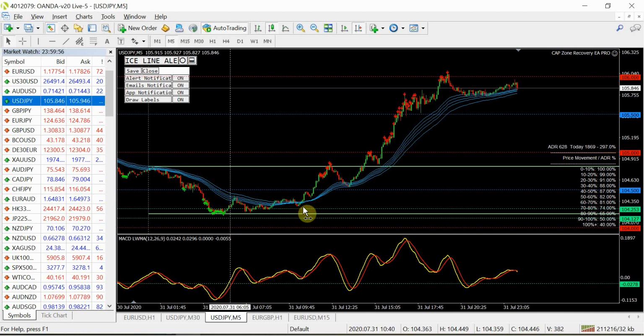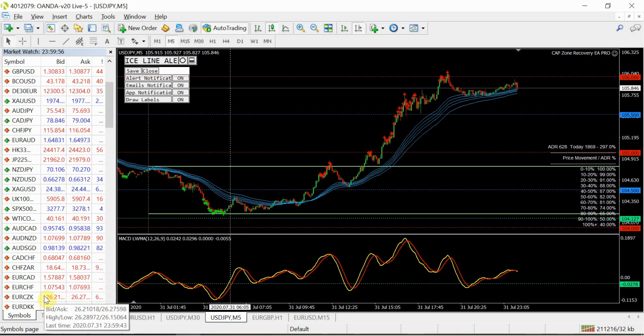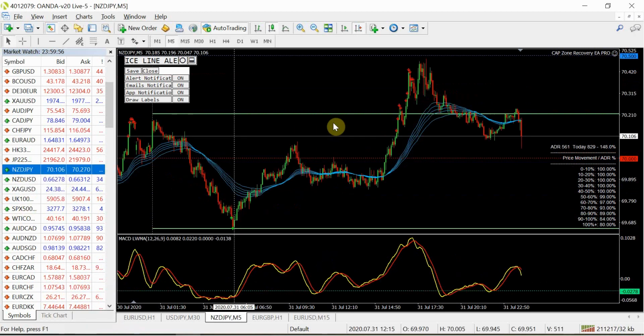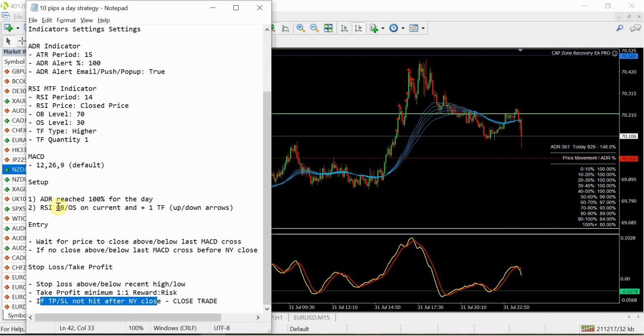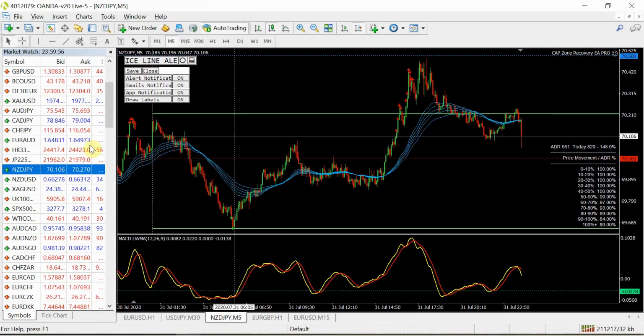So what I wanted to do is go through another example with you on a yen pair, and let's go with the New Zealand yen. So we know step 1 is ADR reached 100%, RSI overbought, oversold on multiple time frames.